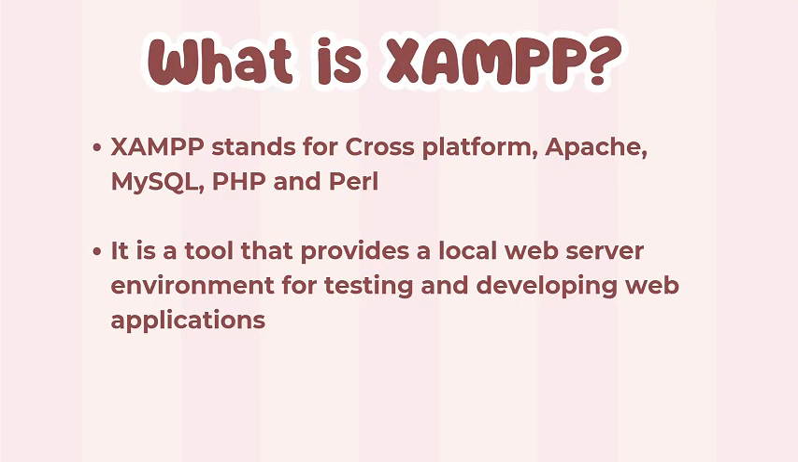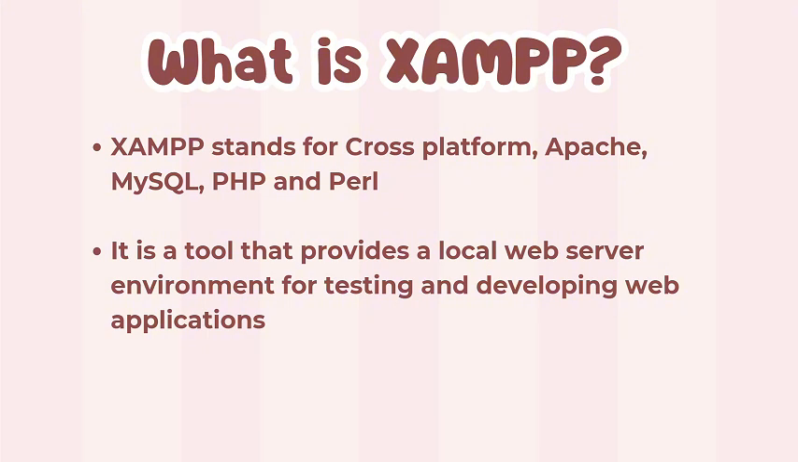What is XAMPP? XAMPP stands for Cross-Platform Apache, MySQL, PHP, and Perl. Cross-platform basically means that you can use XAMPP on any kind of system. You can use it on your Windows, on your Mac, on your Linux systems. Then Apache is the web server. Then MySQL is the database. PHP and Perl are the code, or rather the languages, that run your WordPress for you.